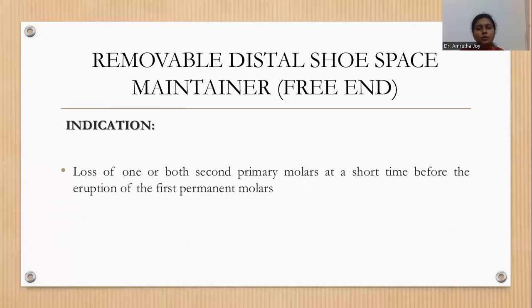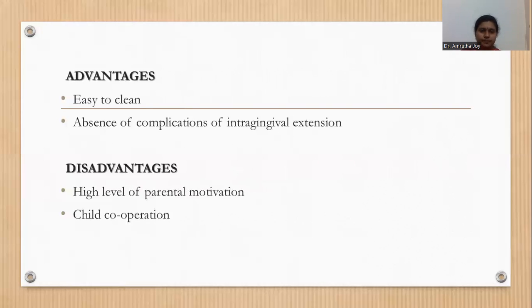Then we're coming to removable distal shoe space maintainer. And distal shoe space maintainer is given in case of loss of second deciduous molar before the eruption of permanent first molar. And if it is for a short period, that is, loss of second primary molar is at a very short time before the eruption of first permanent molar, in such cases, we can plan for a removable distal shoe.